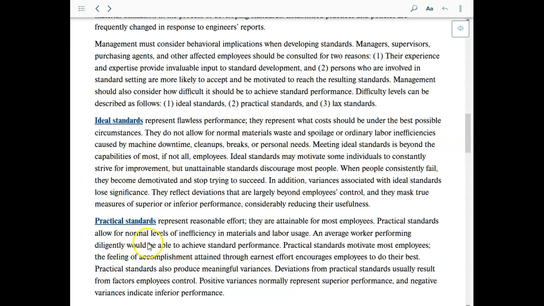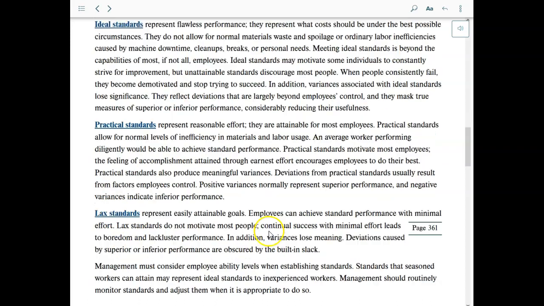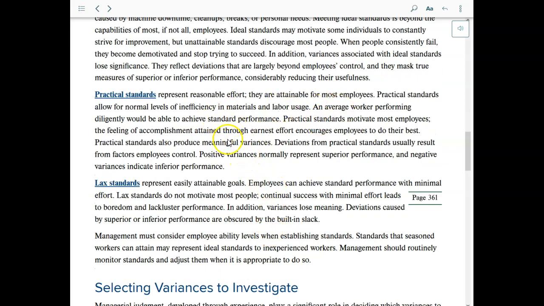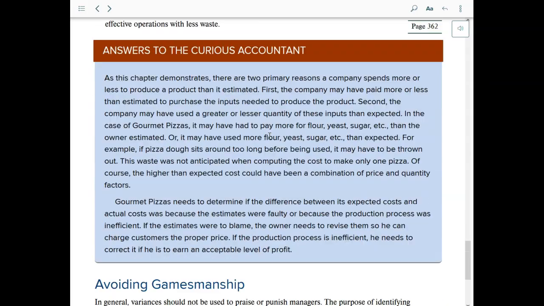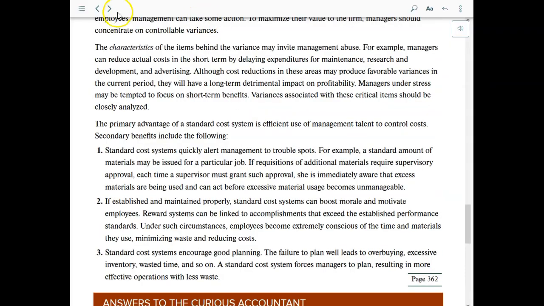So practical standards are what's usually used. We plan for the typical things that might go wrong, some inefficiencies, some deviations. We think we can hit these standards, the practical standards. Lax standards are very easy to attain. It might not motivate people to do their best. So probably the practical standards is the best way to set a standard cost system up. Okay, so you can read through here.